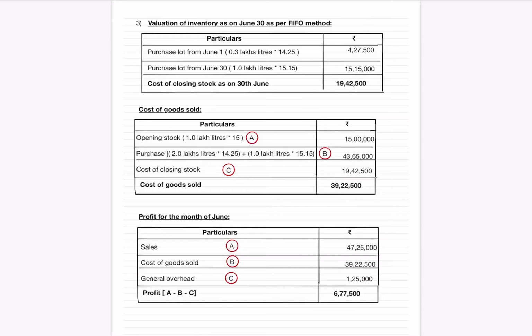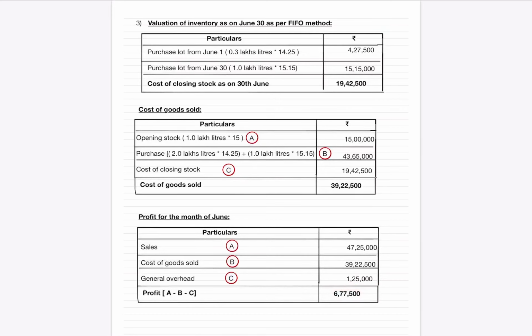Next, profit for the month of June is as follows. The sales is 47 lakh 25,000 rupees, the cost of goods sold is 39 lakh 22,500, and the general overhead mentioned in the problem is 1 lakh 25,000 rupees. The profit for June is 6 lakh 77,500.